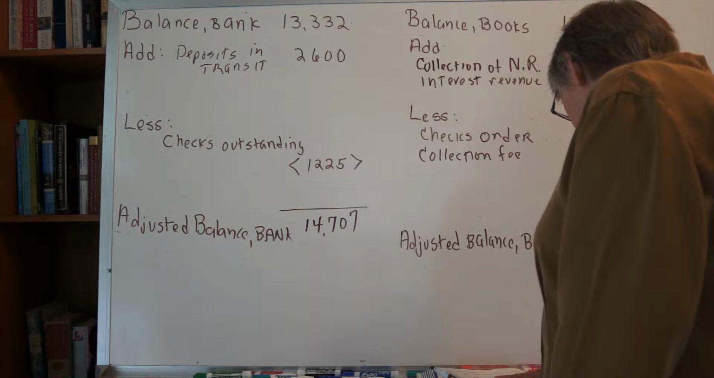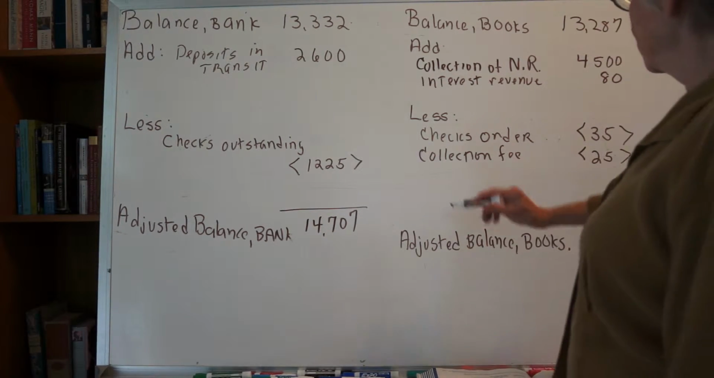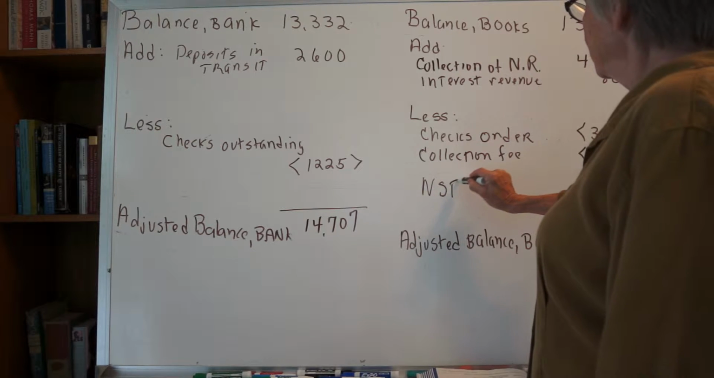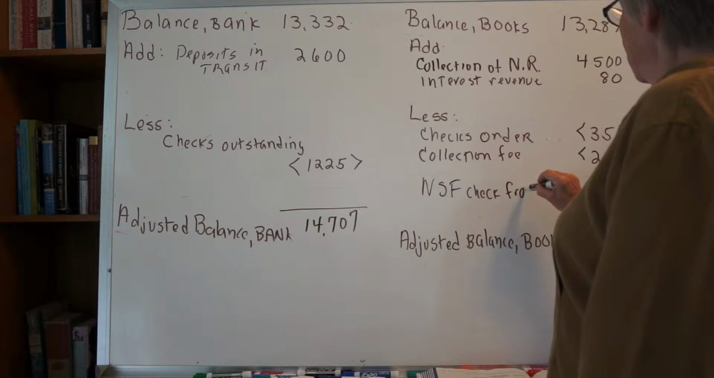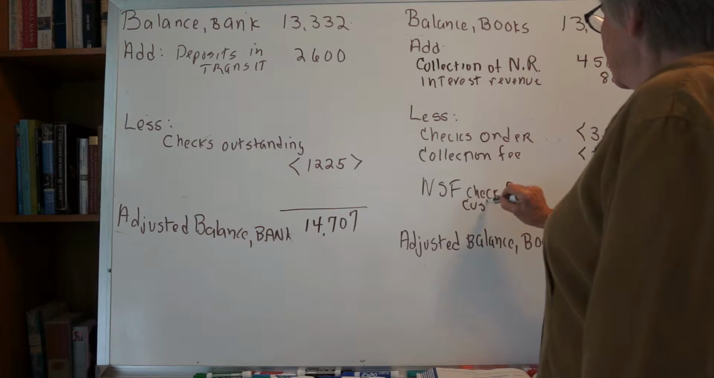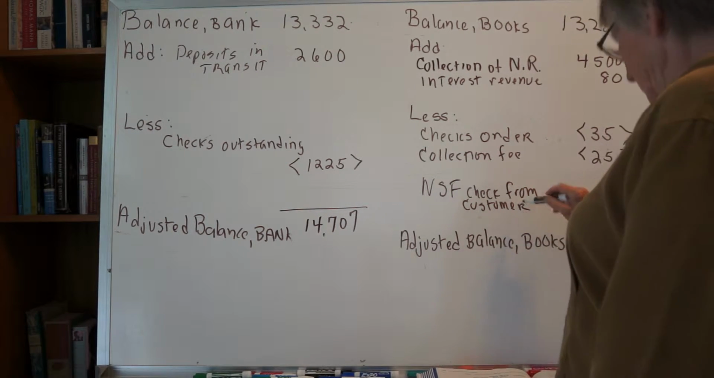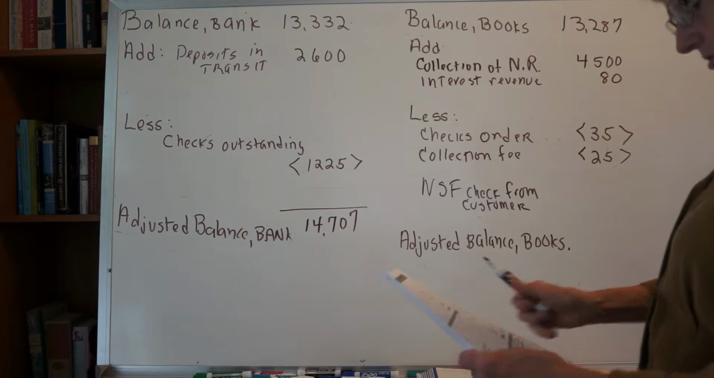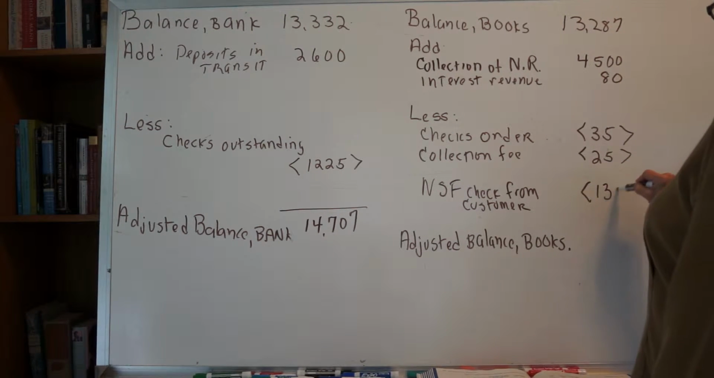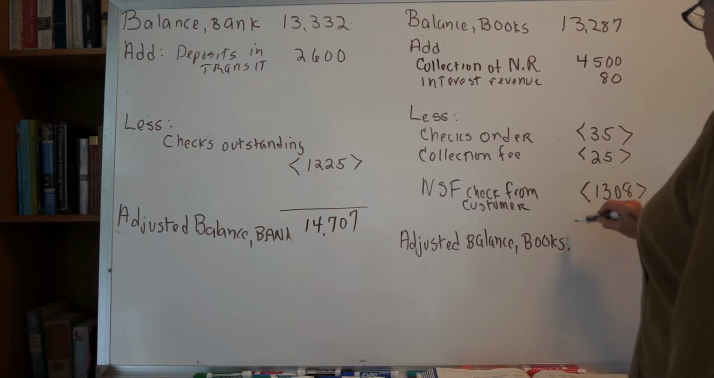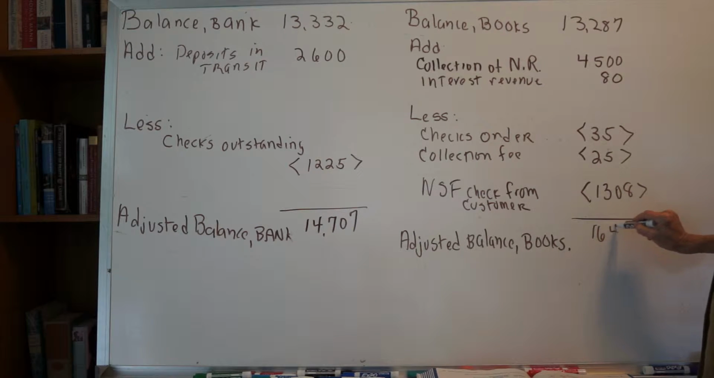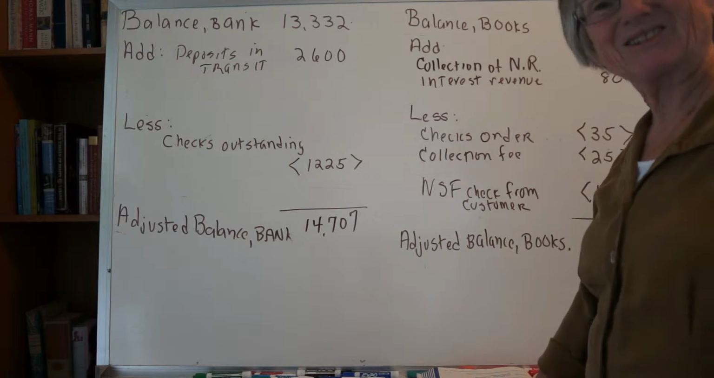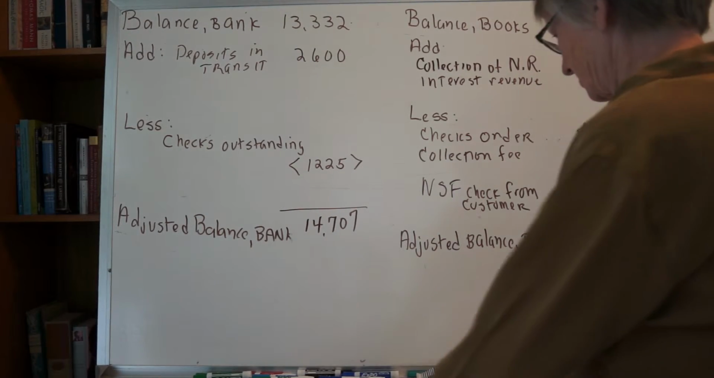And then number 7 is an NSF check from a customer, and that we're going to have to deduct from our account, from our customer. We thought we had the money, but we don't, and that was for $1,308. So this is what you would actually do. You would add and subtract down, and you would come out with $16,499. Now obviously we don't balance, and so now's where you go back and look at the errors.